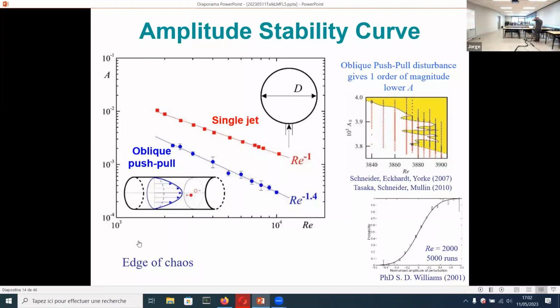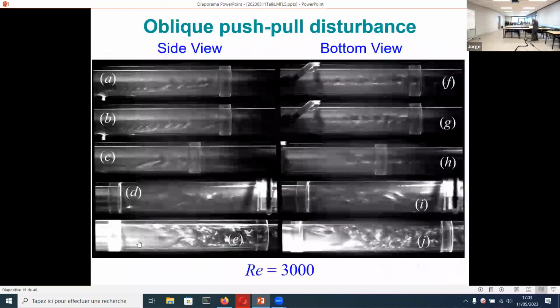Also, some people in the literature have reported that this boundary between the amplitude and the Reynolds number is the place of edge of chaos and things like that. So this is for the range of Reynolds number between 2000 and 10,000.